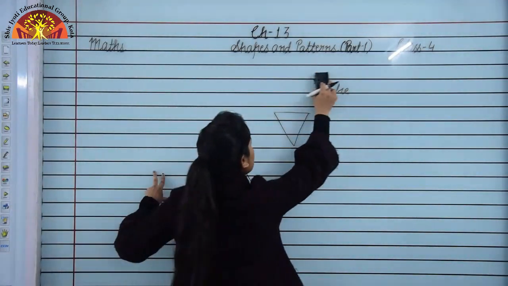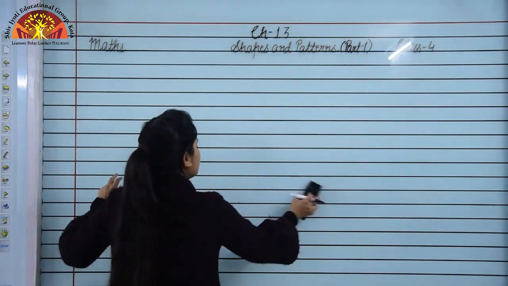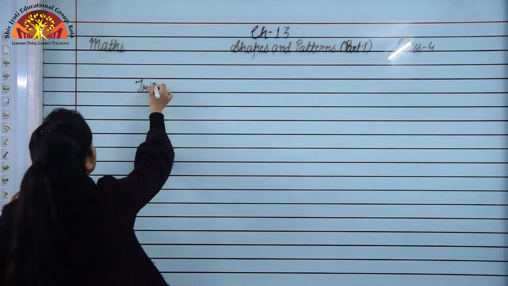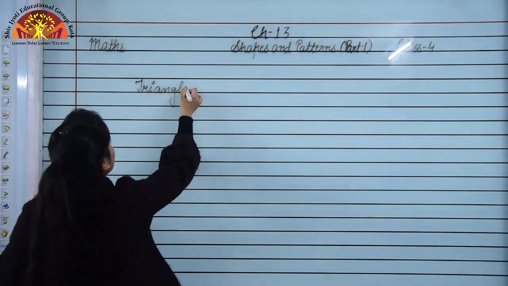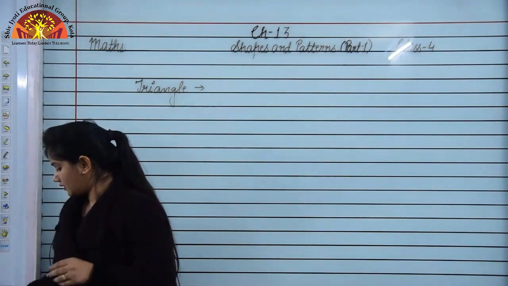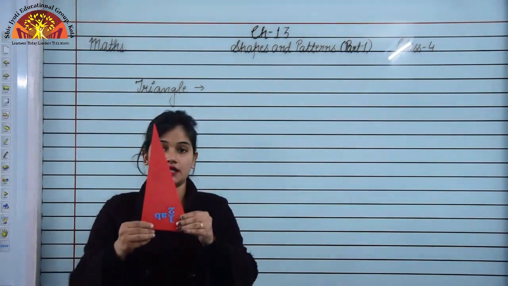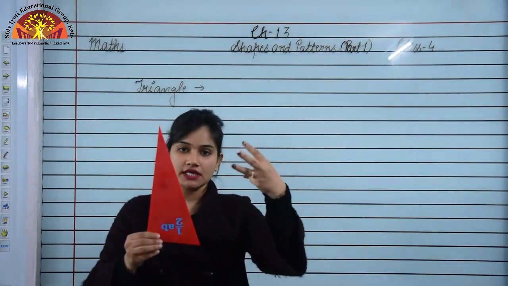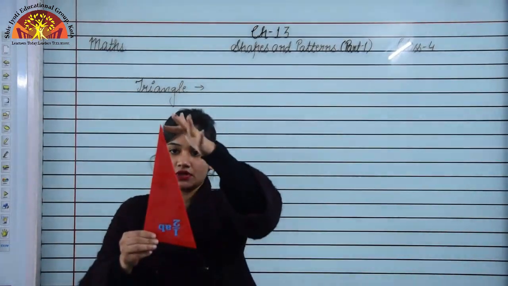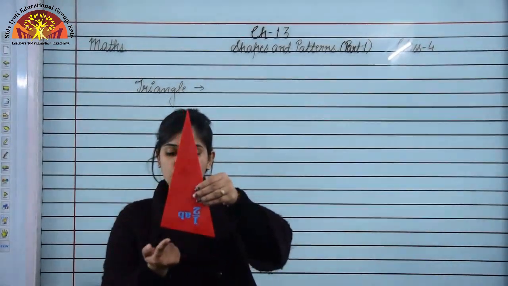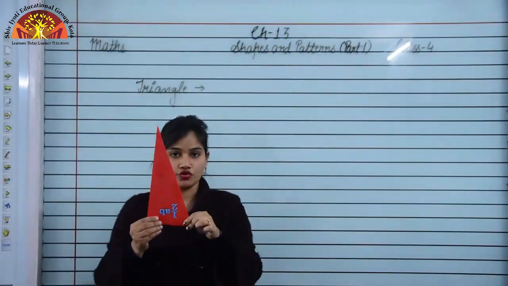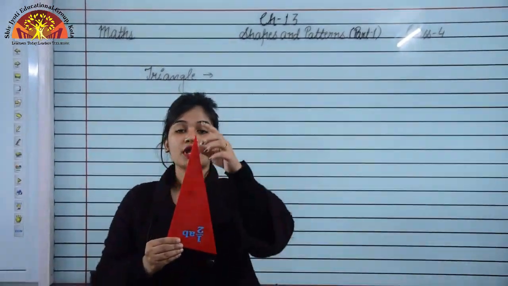Now if we take 3 line segments, how many line segments are we taking? If we take 3 line segments, then that will be a triangle. So first of all, we'll study about a triangle. Now you can see this is a triangle. In this you have 3 sides. 3 sides means 3 lines, 3 line segments. 1, 2 and 3. You can see 3 line segments in a triangle and you can see 3 vertices.